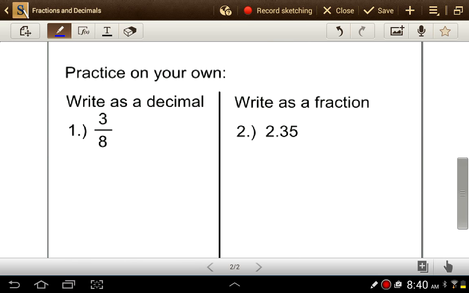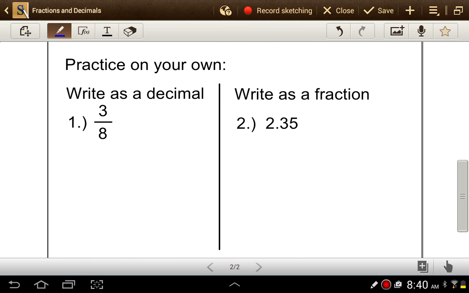Alright, I want you to practice these next two on your own. So what I want you to do is pause the video, do these two examples, and when you're done, press play.